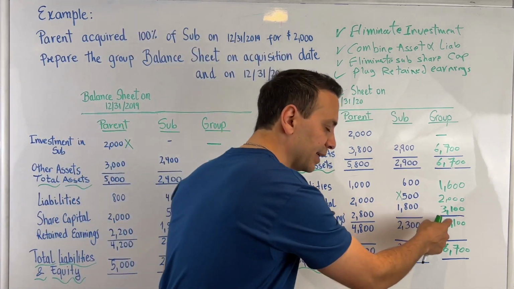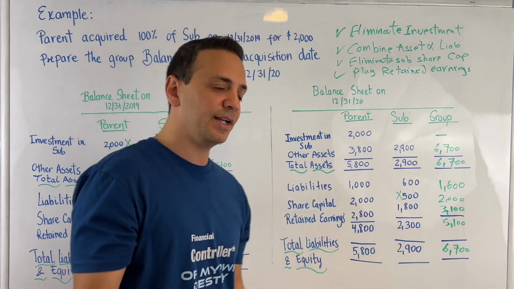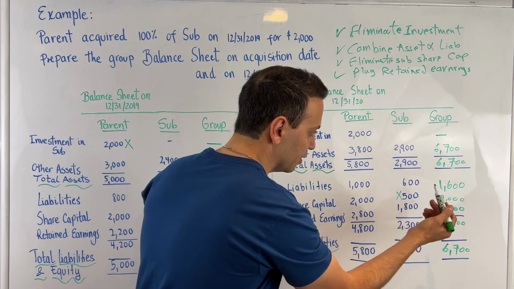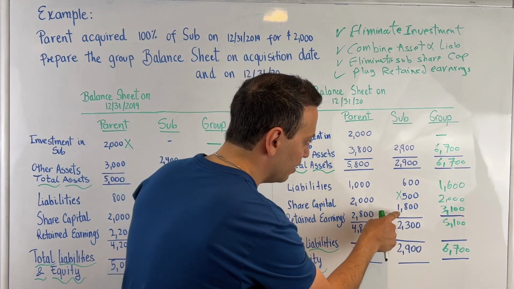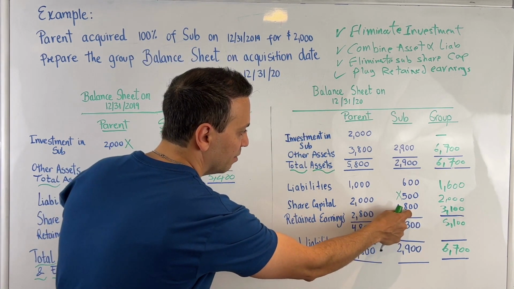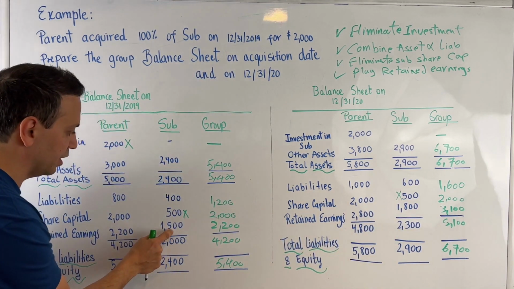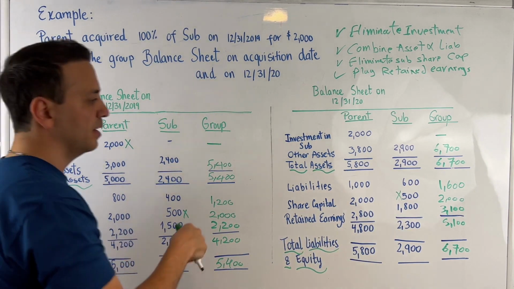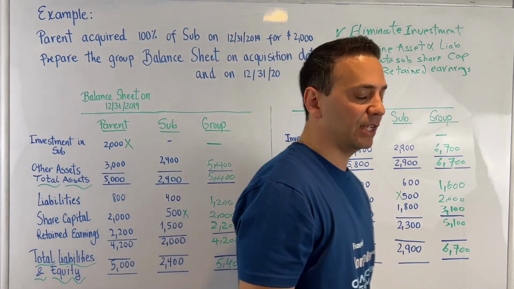You can do it by plugging, but I'm just explaining to you why the 3,100 is 3,100. It's the 2,800 plus an increase of 300 in the subsidiary from 1,500 a year before to 1,800 here. Okay, so this is how you combine the financial statements.